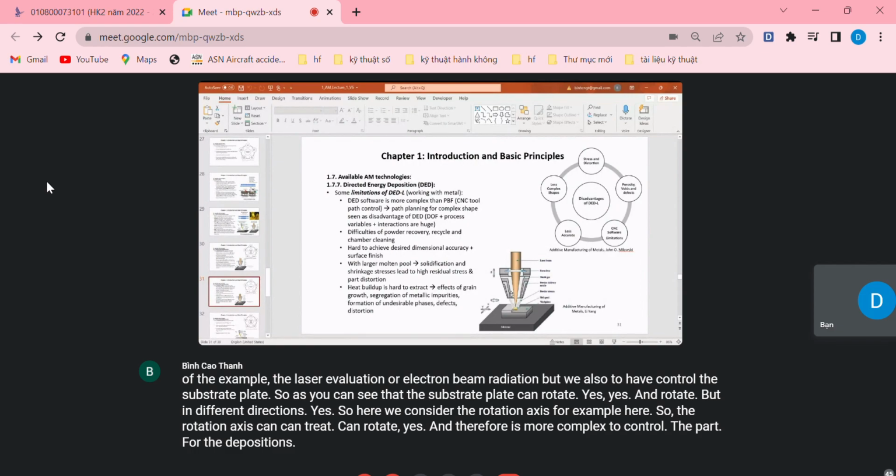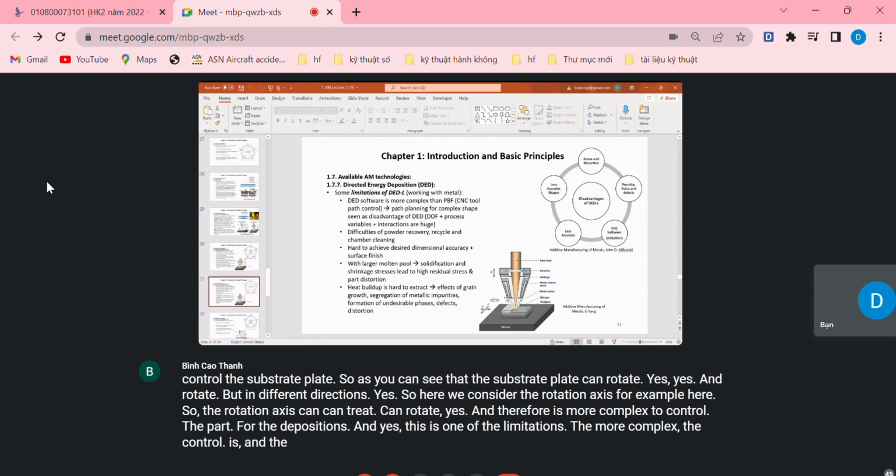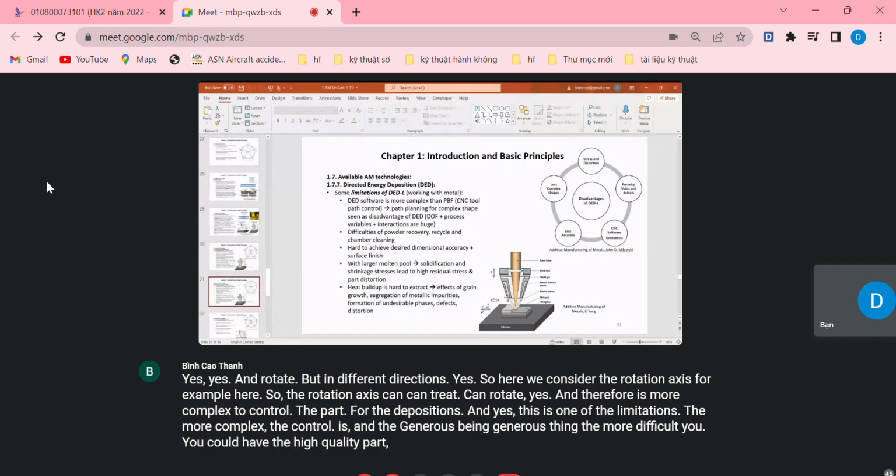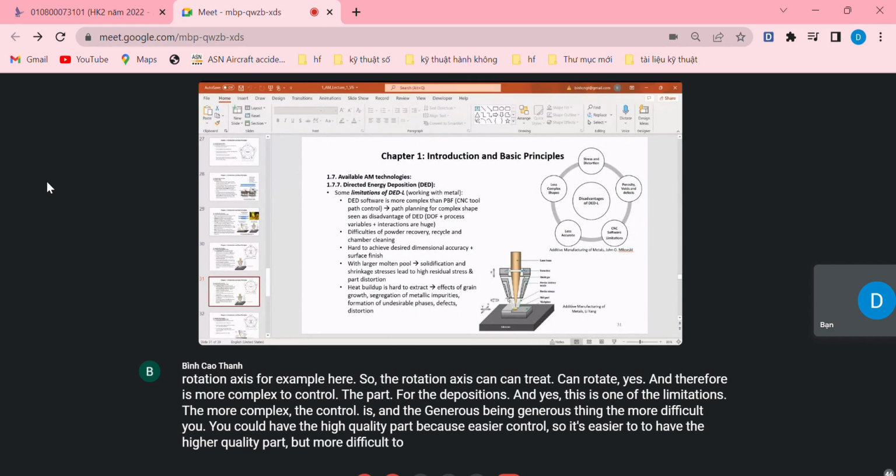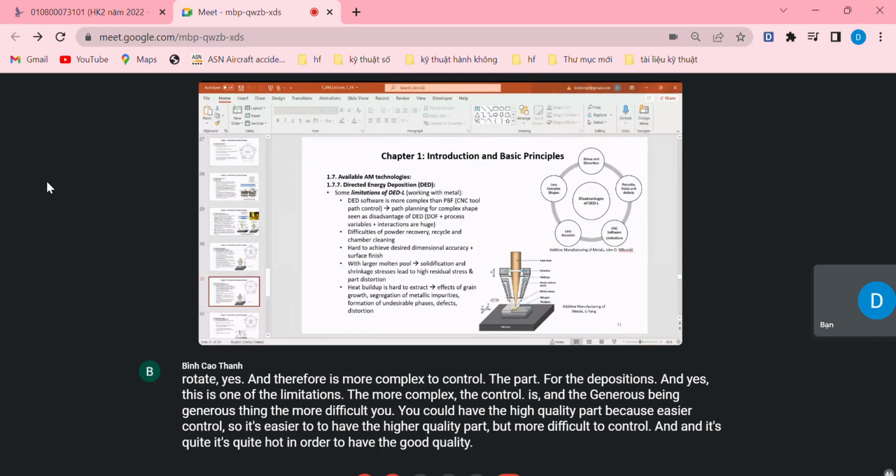And this is one of the limitations. The more complex the control is, generally speaking, the more difficult it is to get a high quality part. Easier control makes it easier to have higher quality, but with more complex control it is quite hard to have good quality, with respect to the case of easier controlling.